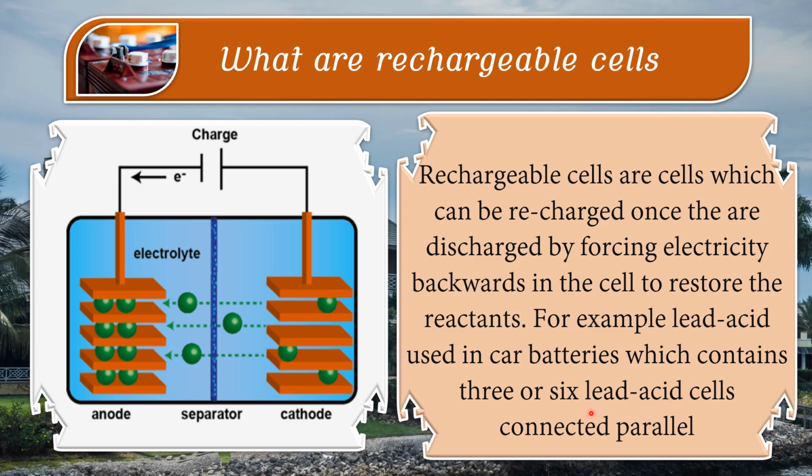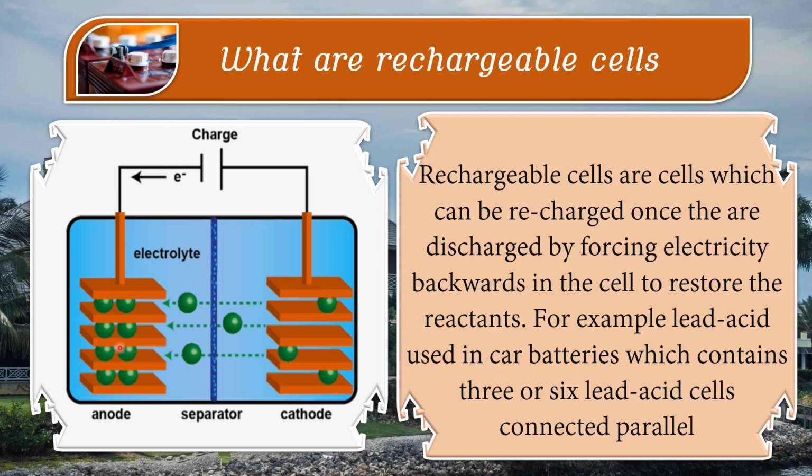So we are saying that rechargeable cells are cells that can be recharged once they have been discharged. And how do they do this? They do this by forcing electricity moving in the cell backwards, and this restores the reactants. We have given an example of the lead acid cells used in the car battery.